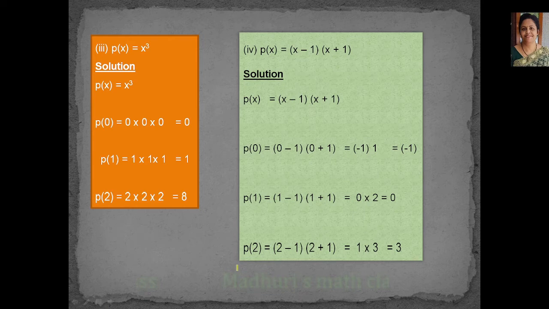Next is P2. 2 minus 1 into 2 plus 1. 2 minus 1 is 1. 2 plus 1 is 3. 1 into 3 is 3. So, when P(x) is (x minus 1) into (x plus 1), P0 is negative 1, P1 is 0 and P2 is 3.